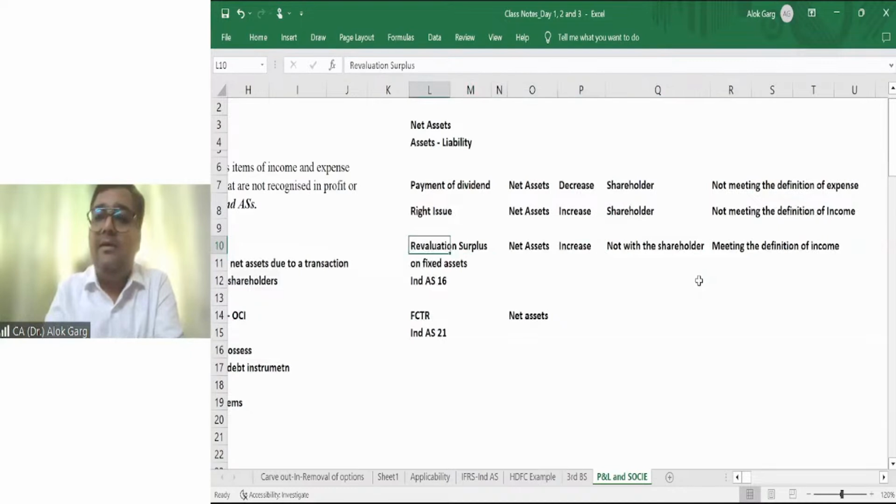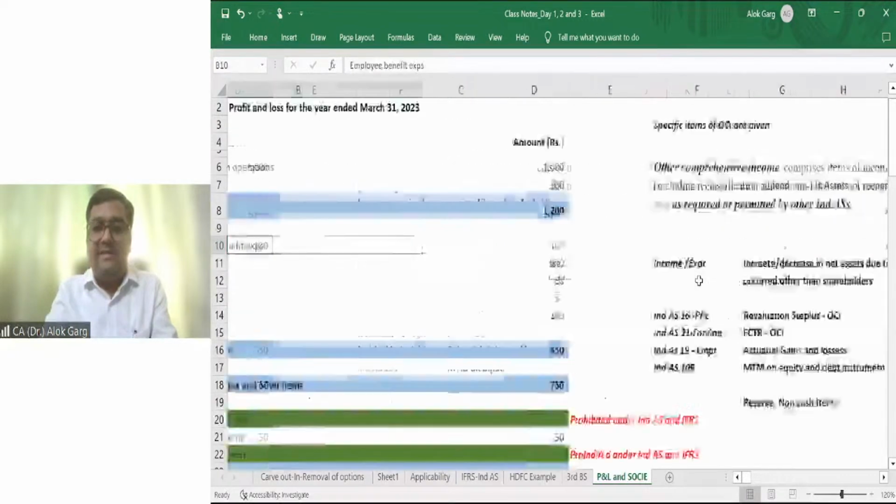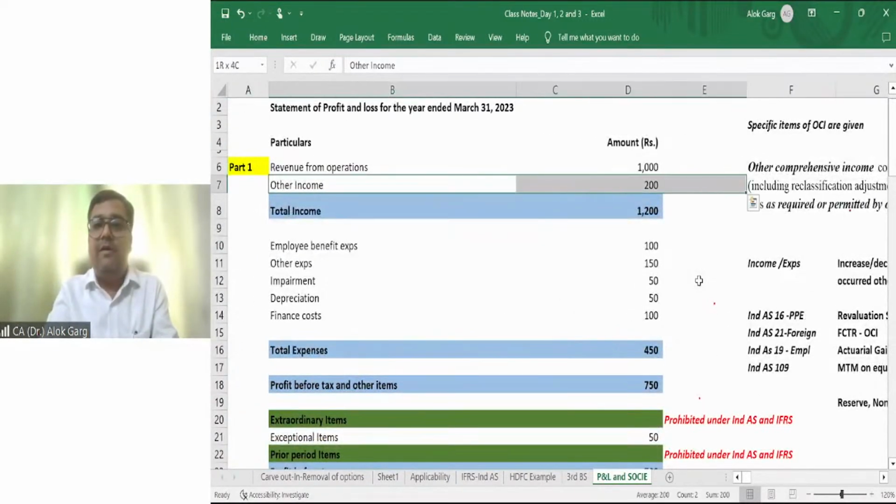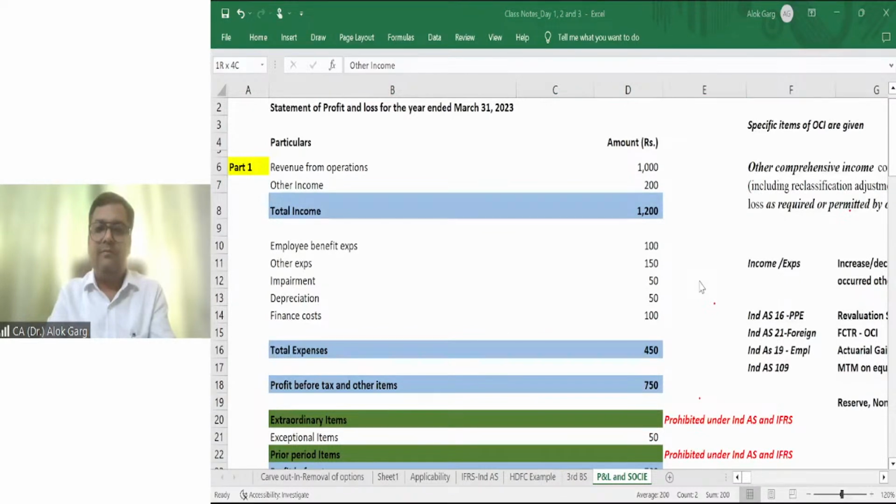So friends, if it is meeting the definition of income, and if we take this income here in other income, not revenue from operations, don't you think this revaluation surplus is more like a reserve? And if we cover it in other income, there is a risk of distribution of dividend out of it. Don't you think that? So if it is meeting the definition of income, do you think we need to cover it in the other income in part 1 of the P&L?